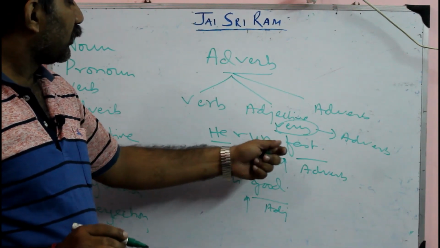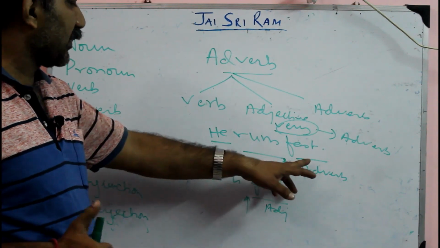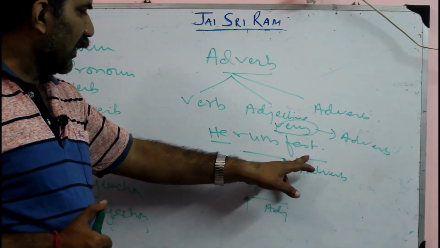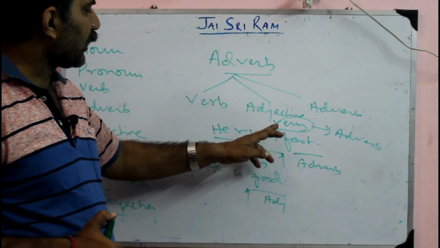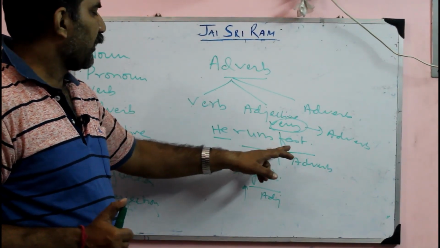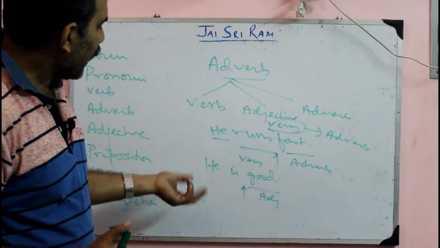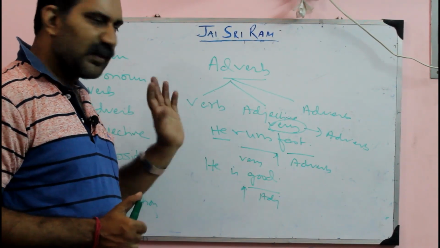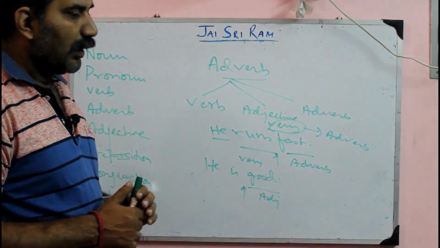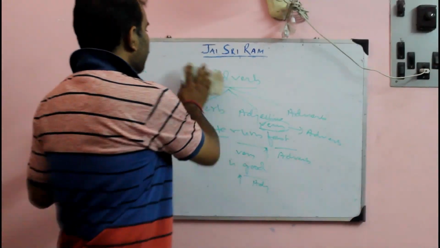So from the first example, when I started discussing he runs fast, we get an idea that fast qualifies a verb. So this is an adverb. When I modified the sentence, he runs very fast, very qualifies fast. So you have seen that adverbs can qualify adverbs also. And he is very good. Here we see that adverbs qualify adjectives. So let us move on to the next topic, that is preposition.